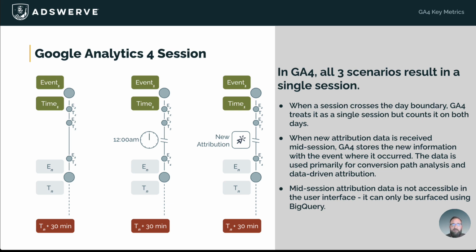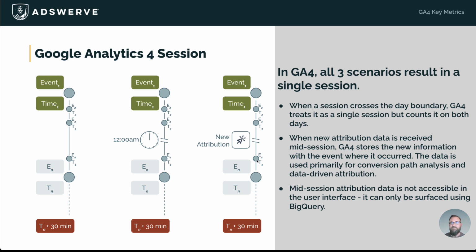In the day boundary scenario, that is still one session, but the session will end up being counted on both days. So the day before midnight and the day after midnight. And in the scenario with new attribution data, the new attribution data is collected and it is stored with the hit where it occurred or the event where it occurred, but we no longer break that session into two.